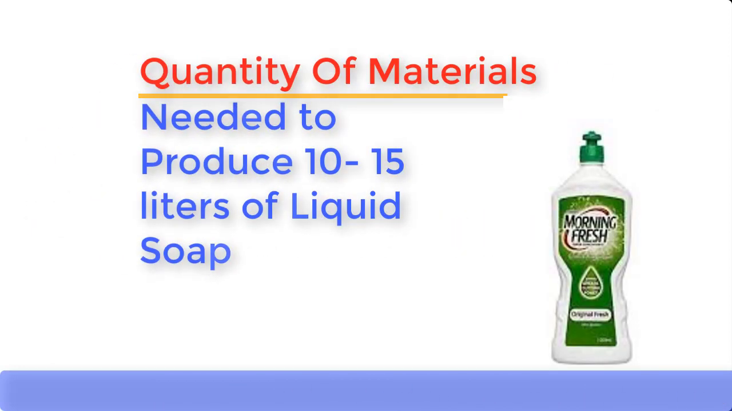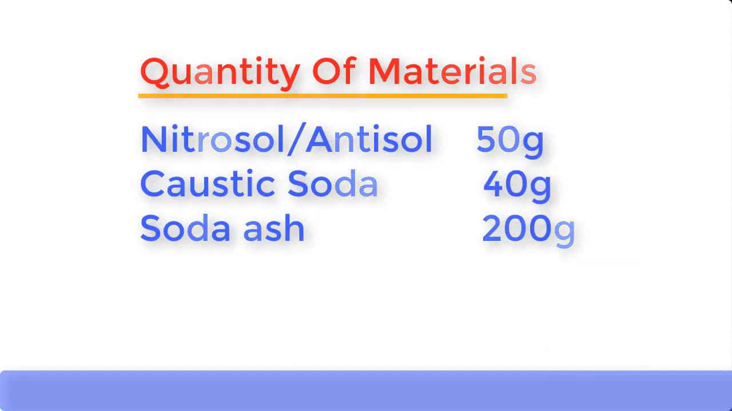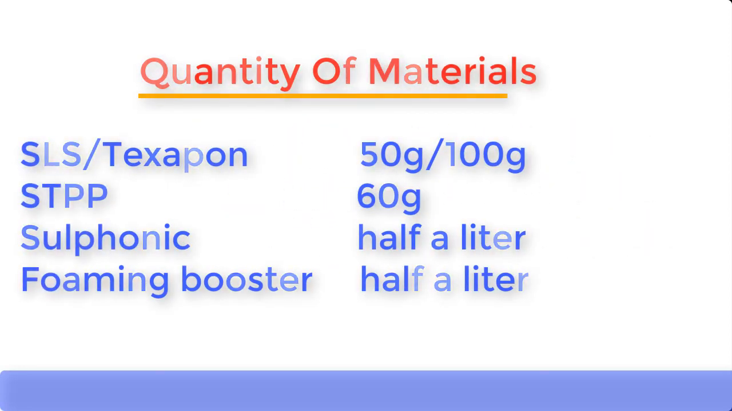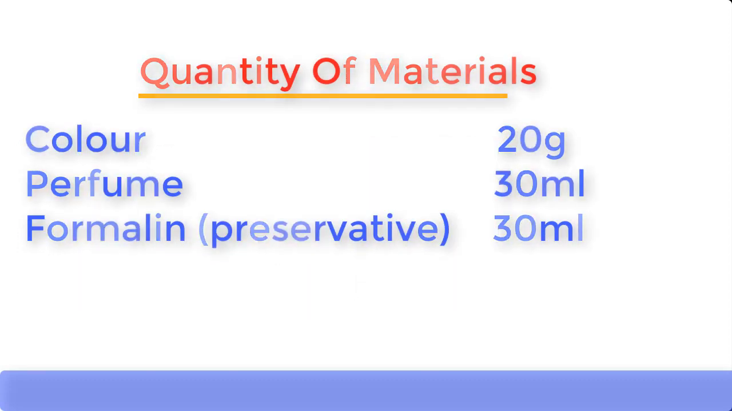Now let's establish the quantity of materials needed to produce 10 to 15 liters of liquid soap. Nitrosol or antisol 50 gram, caustic soda 40 gram, soda ash 200 gram, SLS 50 gram, and when using Texapon 100 gram, STPP 60 gram, sulfonic half a liter, foaming booster half a liter, color 20 gram, perfume 30 ml, and formalin 30 ml. Now let me show you the chemicals one by one and then we go into the mixing of the chemicals proper.